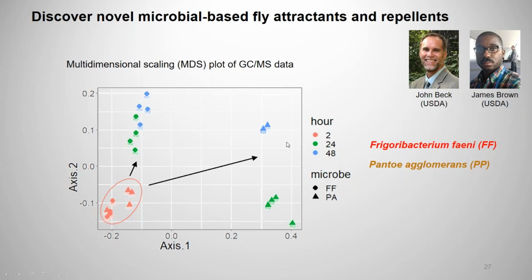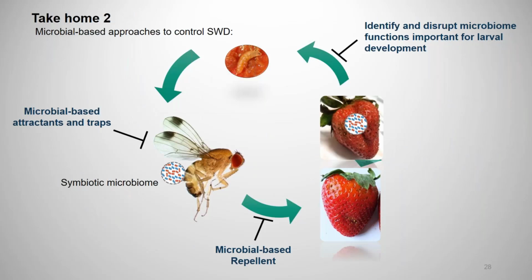So now we have a list of volatile compounds based on the initial GCMS data that we think might be important for driving attraction or repellency to SWD. With that, I just want to summarize the different avenues that we are now developing, making use of the microbiome of the flies to develop strategies to control this pest.